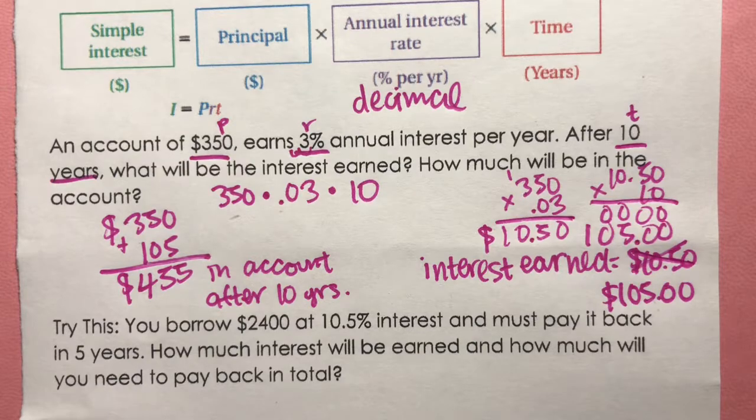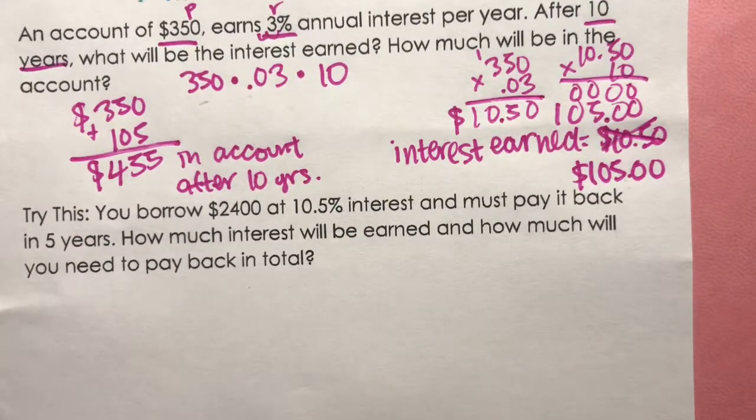Okay, so now move on to the try this. Once you finish the try this, I'll be walking around and stamping off the paper. Then you can move on to the next activity.